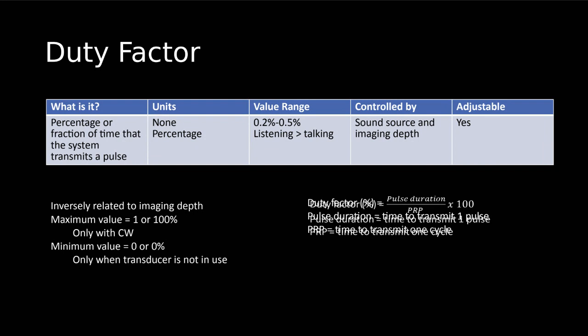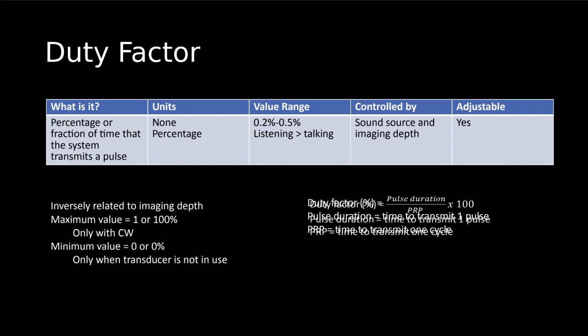So the typical value range is going to be 0.2 to 0.5%. This means that the system is always going to be listening slightly more than it's talking. And we kind of saw that with some of the examples and some of the images on the previous slides. We are always listening. We're waiting for those reflections. We're waiting to see how that sound wave interacted with the body. And we're not really sending in this constant continual sound wave. We want to be listening. We want to be taking those reflections in and processing them to get an image.